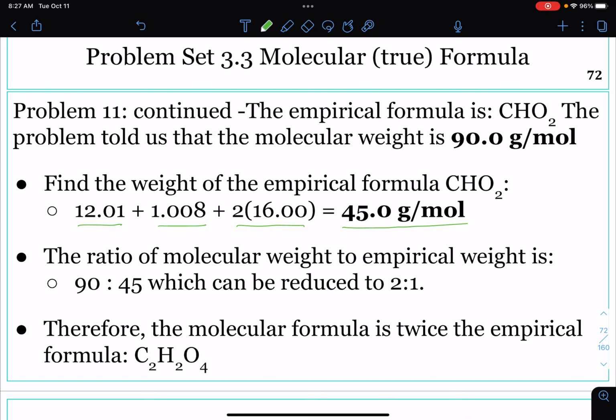The ratio of the molecular weight, the 90, to the empirical weight of 45 is 2 to 1, which means the molecular formula is twice the mass of the empirical formula. Therefore, we need to double each of the subscripts in the empirical formula to get the molecular formula, which ends up being C2H2O4. Now you can complete all the practice problems from 3.1 through 3.3.